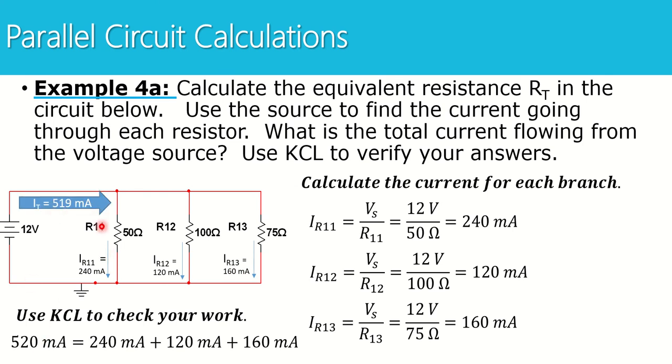Now in the previous slide, we calculated the total current as 519 milliamps. When I add these up, I get 520. Again, you're going to get something super close, but because of rounding error, you aren't always going to get exactly the right number you're looking for. But as long as it is extremely close, you can be sure that your KCL equation verifies your work.